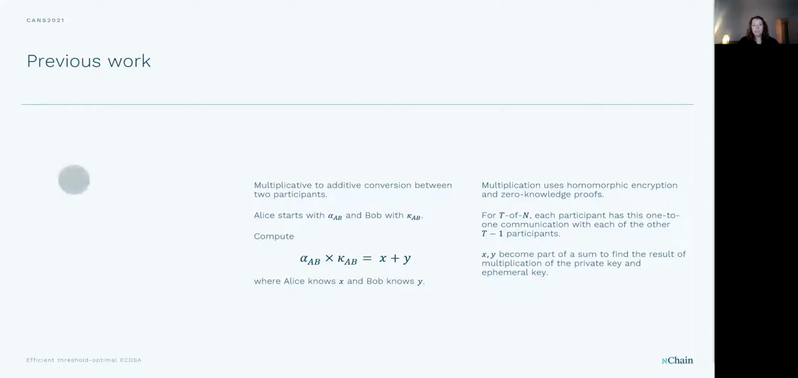Just to emphasize this, if we take an example of 4 participants where 3 of them can compute a signature, so it's threshold optimal, we first have these 2 participants, Alice and Bob, communicate to compute the multiplication. They also have to do the same thing with the third participant, Charlie. So they all have this one-to-one communication, and each of these one-to-one communications uses homomorphic encryption and zero knowledge proofs, which means it can become quite expensive, especially for larger schemes.